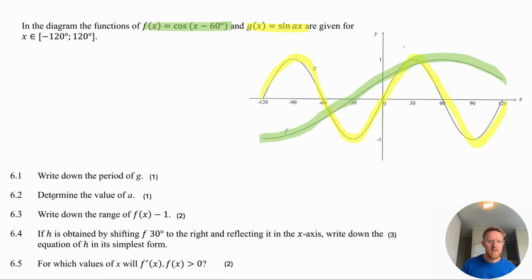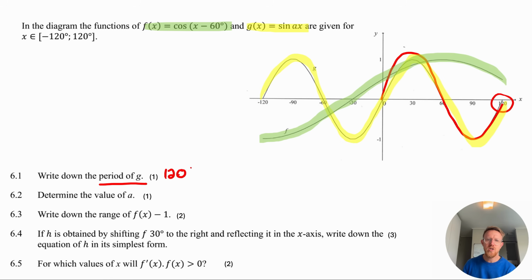Okay. So the first question says, write down the period of G. So G is the yellow one, and a period means how long does it take to make one complete cycle. So remember, a complete cycle is up and a down. So a complete cycle, you could, for example, go from here to here, or you could go from here to here. It doesn't matter. But what you'll notice is that it's completing one whole cycle in 120 degrees. So you'll say 120 degrees.